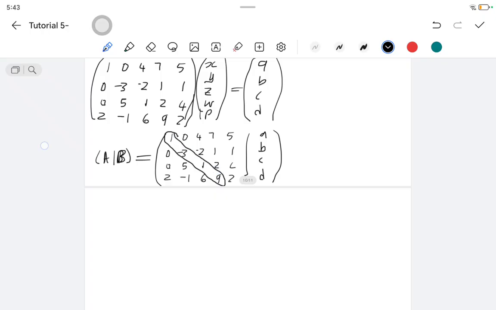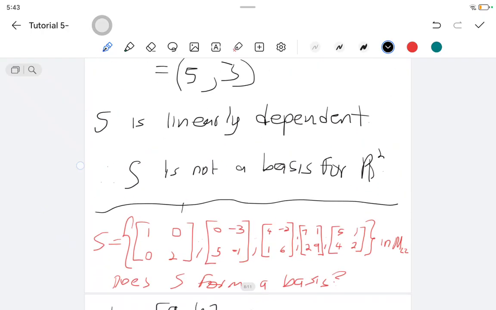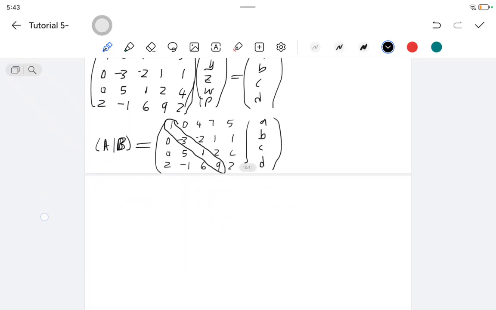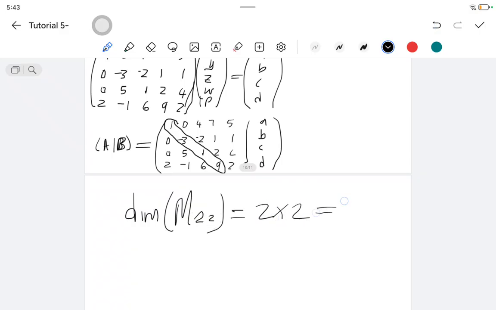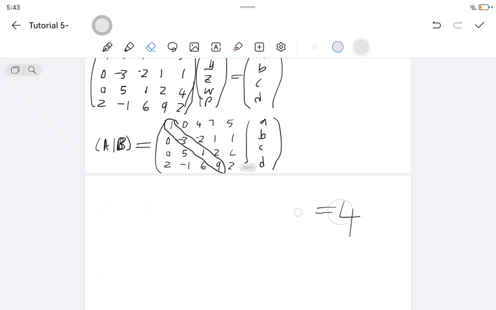So we're in what space here? M22, right? So we need to come here and check the dimension of M22. The dimension of M22 will always be equal to this by this, 2 by 2, which is 4. You must know that we're in the space of 4 right now. So it means that we must check if we have 4 leading ones.